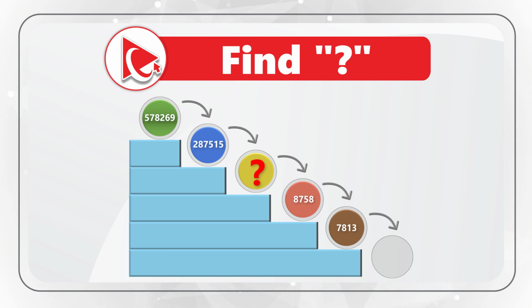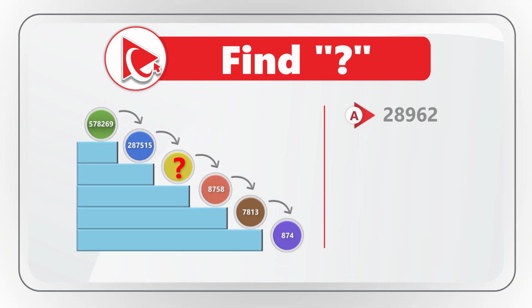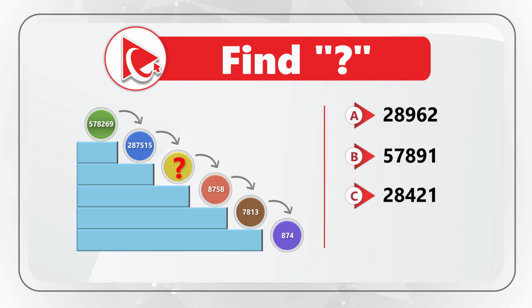And then as it continues to roll to the last step, it's a purple ball with the numbers 8, 7, 4 inside. We need to calculate the missing number and select out of 4 possible choices. Choice A, 28, 962. Choice B, 57, 891. Choice C, 28, 421. And last but not least, choice D, 57, 826. Take a close look to see if you can complete the calculations.